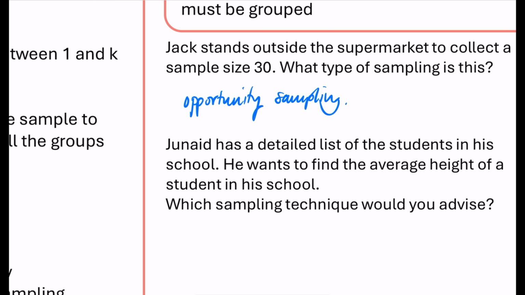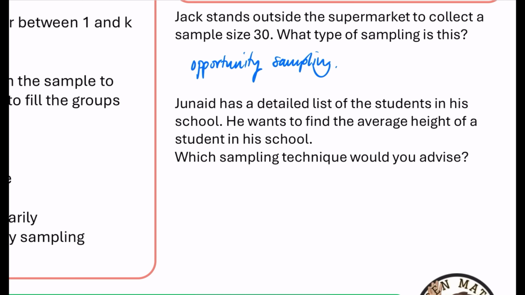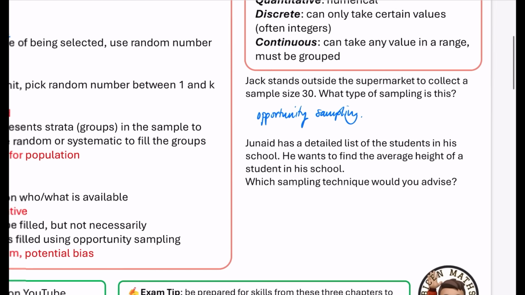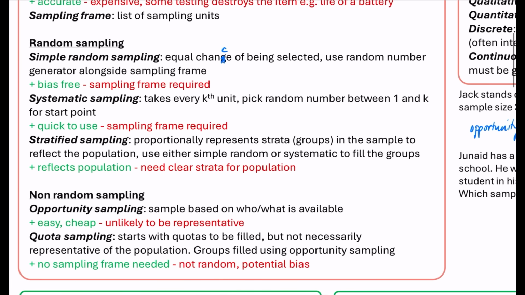Okay, and then our next question that we have here says that Junaid has a detailed list of the students in his school. He wants to find the average height of a student in his school. Which sampling technique would you advise? So I think, because we've got a detailed list of the students in his school, we've definitely got a sampling frame. I think we're likely to be using one of these three that we have here.